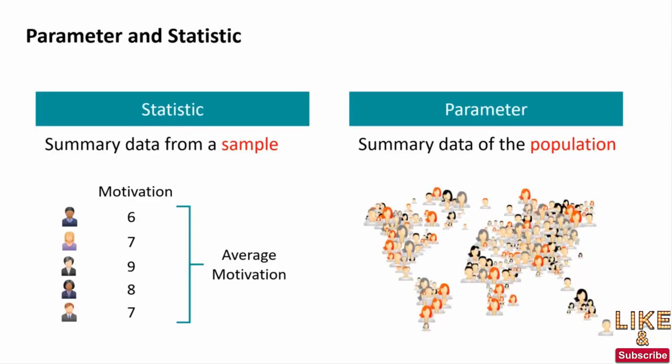Since a statistic is about just a subset of the population, a statistic value usually does not exactly equal the parameter value. We can easily imagine that usually these 5 employees' averaged motivation does not equal the average motivation of employees all over the world. However, by using statistical methods, we can infer a parameter from a statistic with a certain level of certainty.